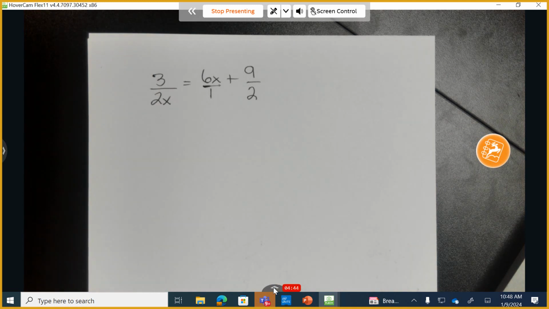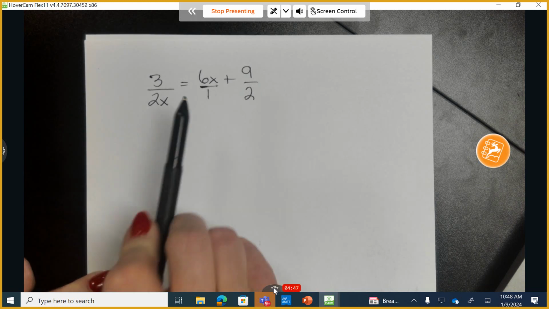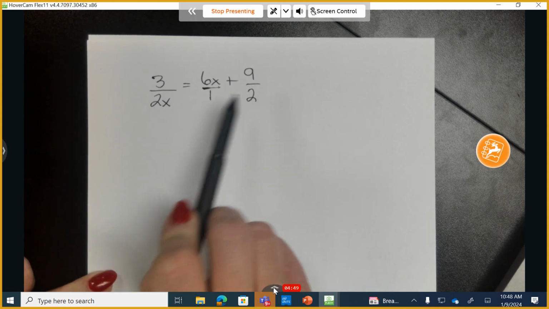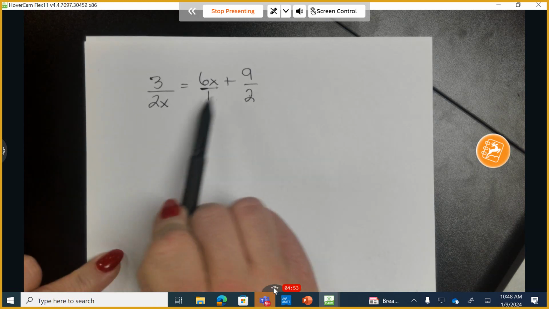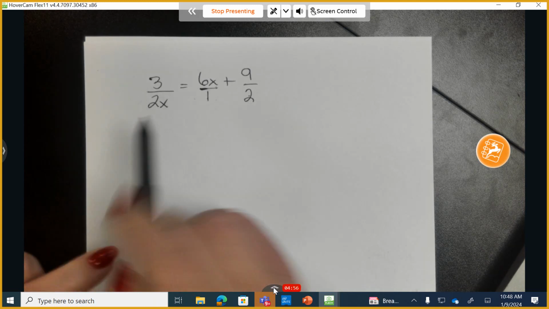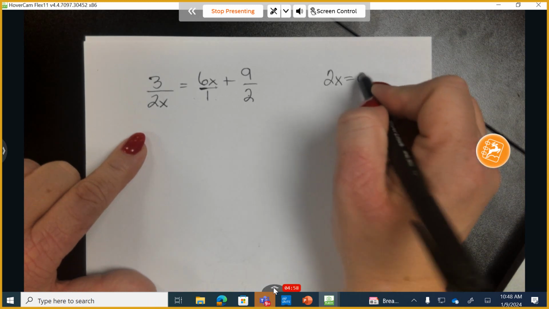The next step is to decide what x cannot be. So I'm looking at only the denominators. If the denominator does not have an x, like 2 and 1, I get to ignore it. So I don't need to worry about 2. I don't need to worry about 1. Oh, this has a variable. So I'm going to set it equal to 0, and I'm going to solve.